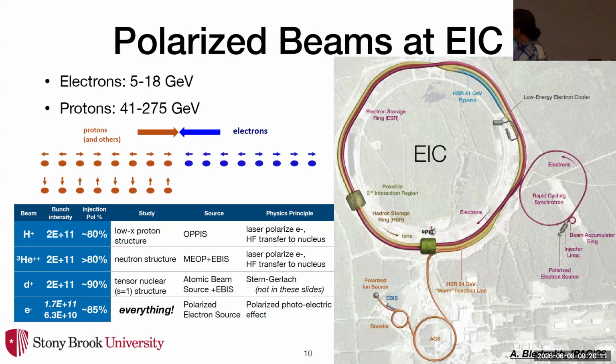This is my menu of all the beams that we are going to talk about and or need and, fingers crossed, have at the EIC. So we have our bread and butter beam, the hydrogen ion, which is a proton. We're going to get bunch intensities up to 2e11. The goal is to get the polarization at the start up at 80% or higher. And this is to do that low x proton structure that I showed you on the previous pages.